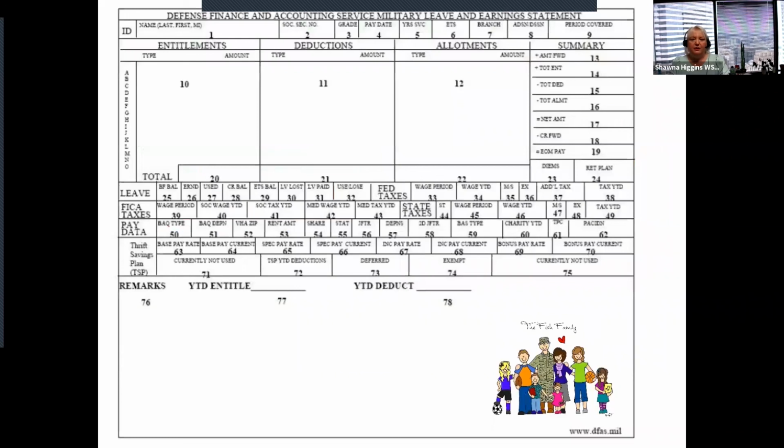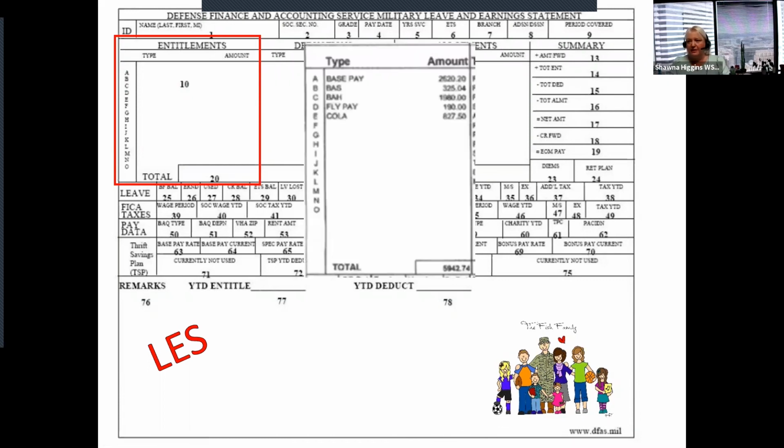All right, so now we're going to look at how we look at an LES. So in the square, these are the entitlements. These are the different kinds of pay that they get. For instance, as you can see, there's base pay, BAS, BAH, fly pay. You're going to take the grand total down at the bottom. It's a little blurry. Sorry about that.